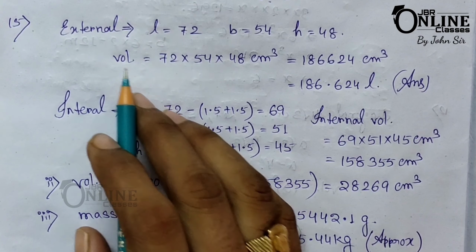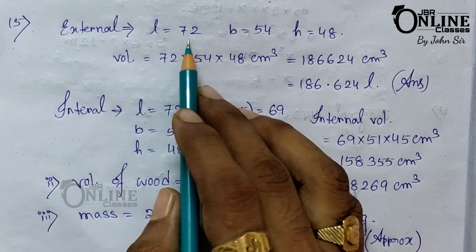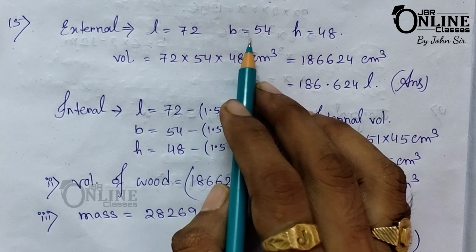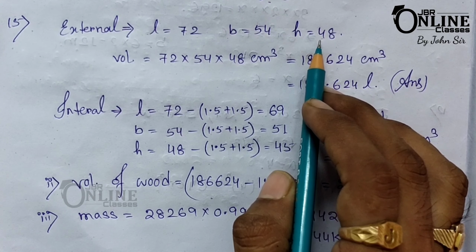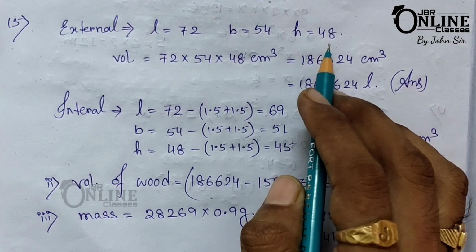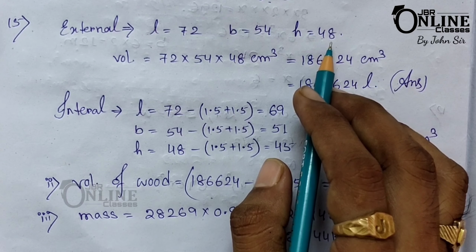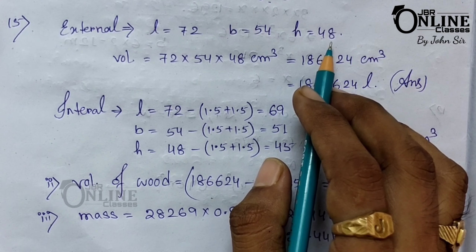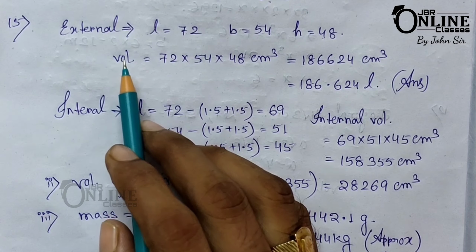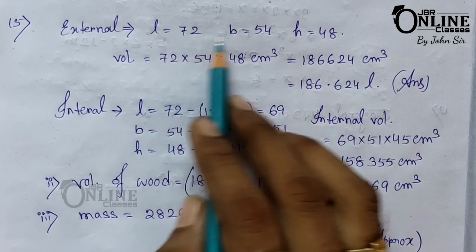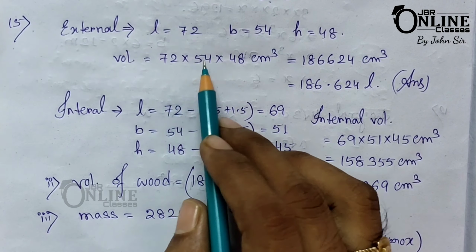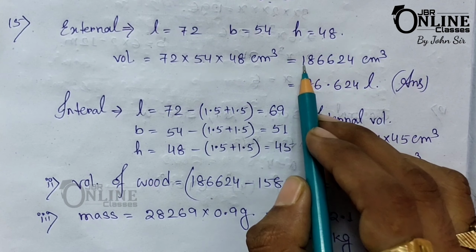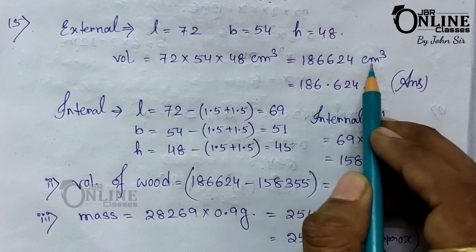Sum number 15. A closed rectangular box measuring 72 centimeter, 54 centimeter and 48 centimeter externally is made of wood 1.5 centimeter thick. Find the capacity of the box in liter. So first you have to find out the volume. Here external length, breadth and height are given. So the volume of the box equal to L into B into H, and that equal to 186624 centimeter cube.